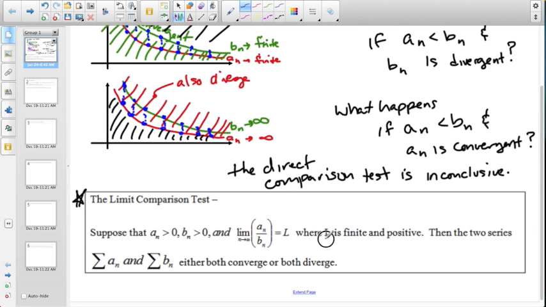And if we get a finite and positive value, then the two series behave in the same manner. So if we compare a convergent series to something we want to know, then they're both going to converge. If we compare a divergent series to something we want to know, then they're both going to diverge. So the limit comparison test is saying we can't do this direct comparison because we're shading in the wrong parts of the graph, but we can take a ratio and determine that it's finite and positive. And if that's the case, we know that they behave in the same manner.